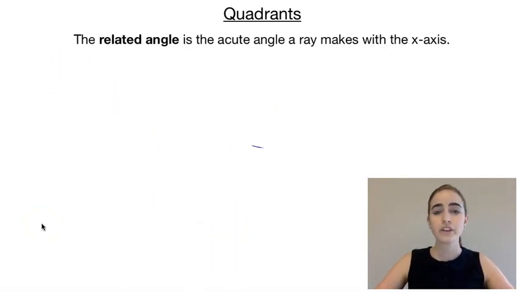Okay, so when we're looking at problems involving trig and the different quadrants, a term that you're going to need to know is the related angle. So related angle is the acute angle a ray makes with the x-axis.